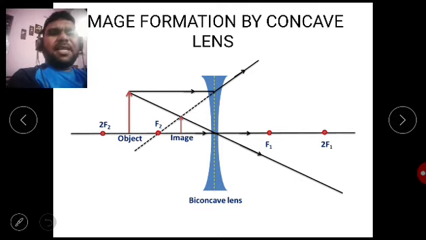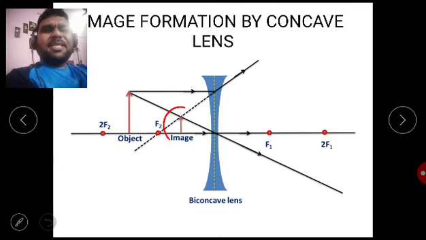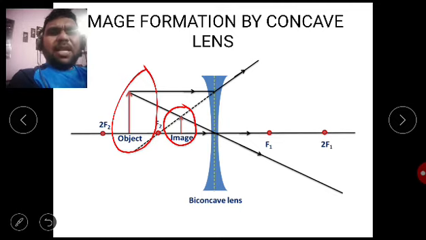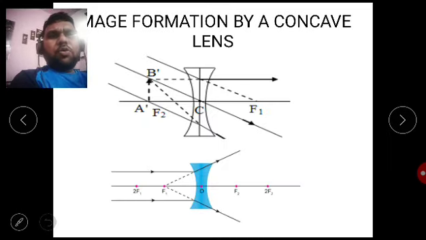We can see from the ray diagram that the image is smaller than the object. We can clearly see it here. There will be 2 cases: when the object is at infinity and when the object is at any other point. At infinity, the image will be formed at the focus, and when the object is at any other point, there will be a smaller size image on the same side of the object, virtual and erect.